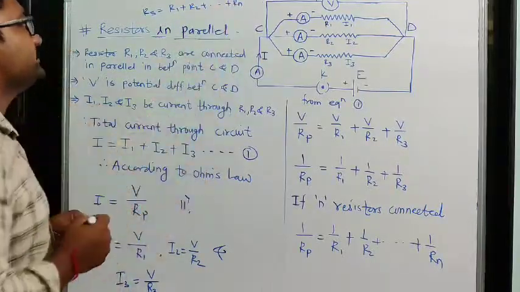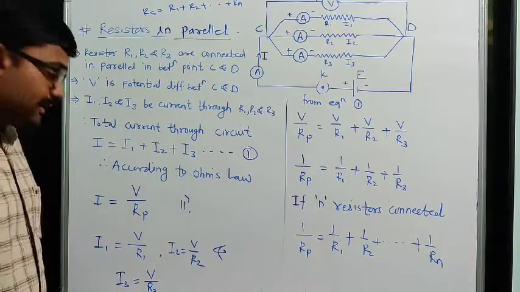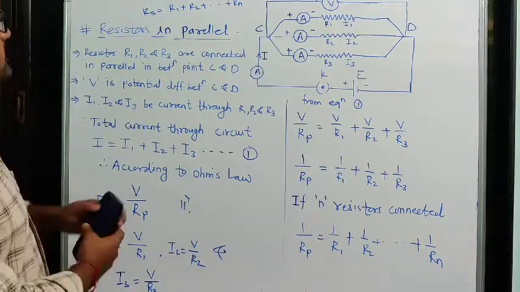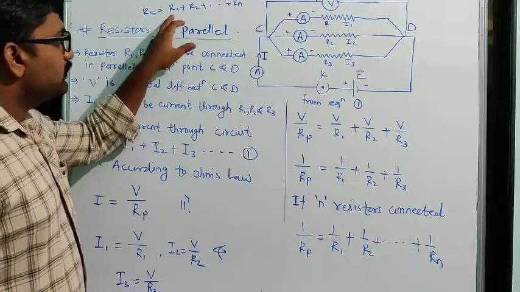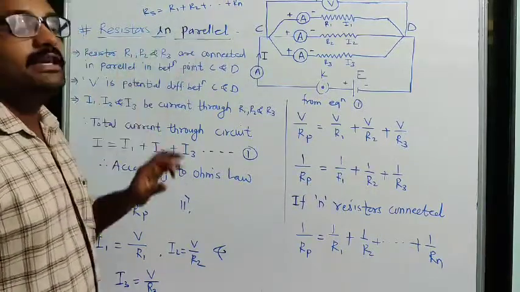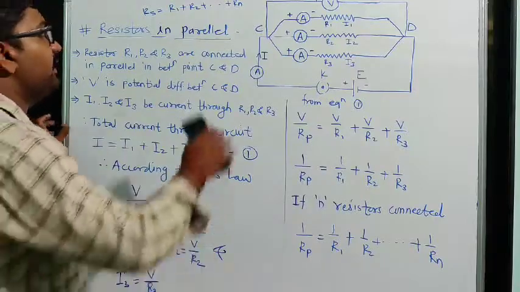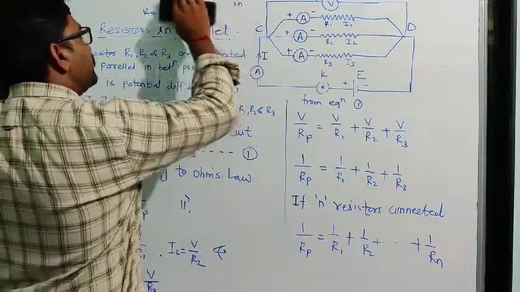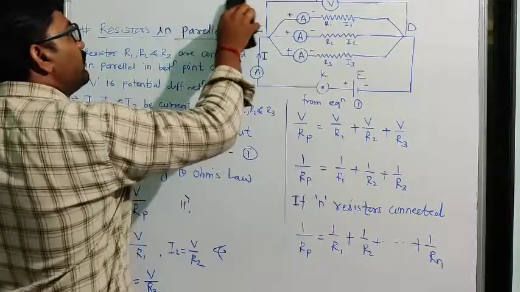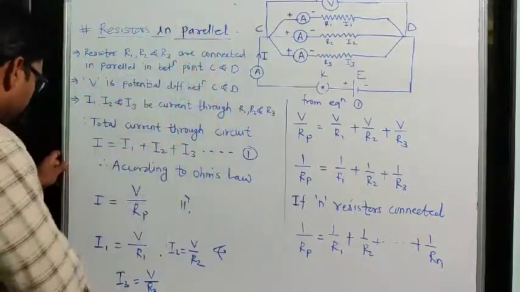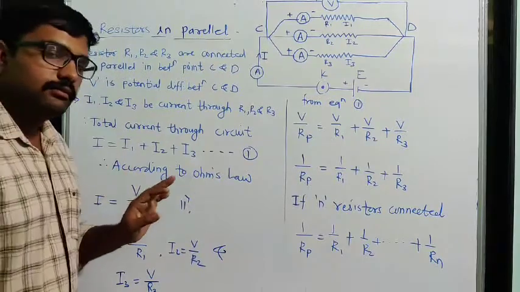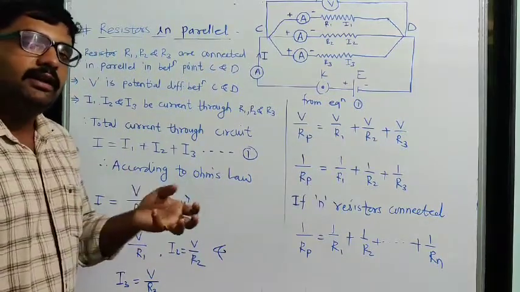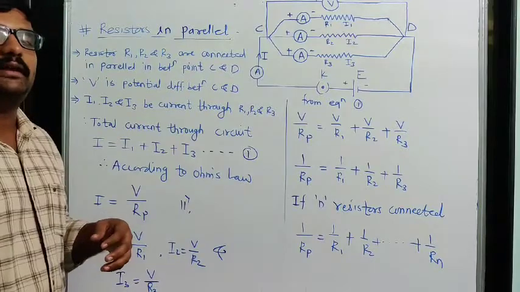If n resistors are connected in series, their equivalent resistance will be equal to how much? The addition of each resistor that we have connected in series. So by using this formula, in the case of a series connection, we can find the final equivalent resistance of that circuit.